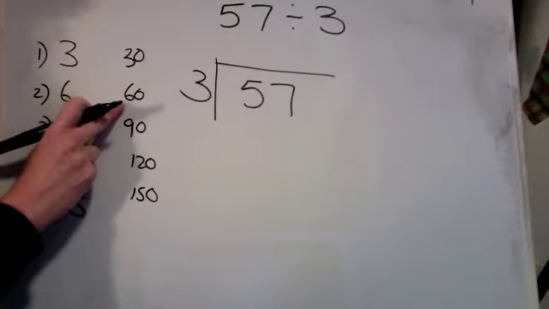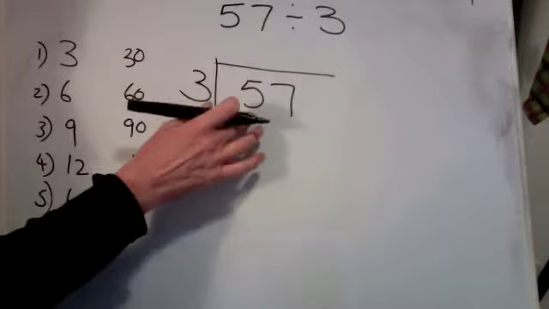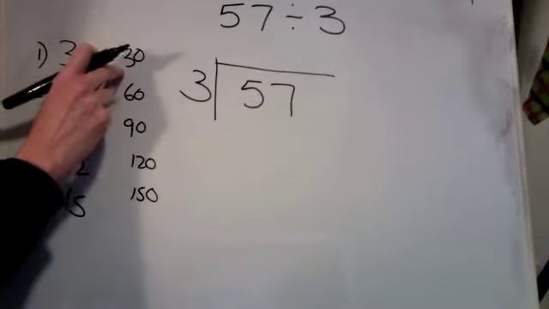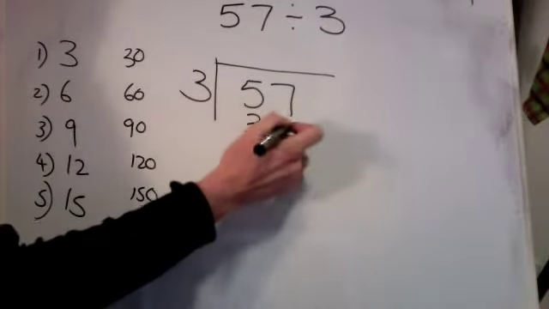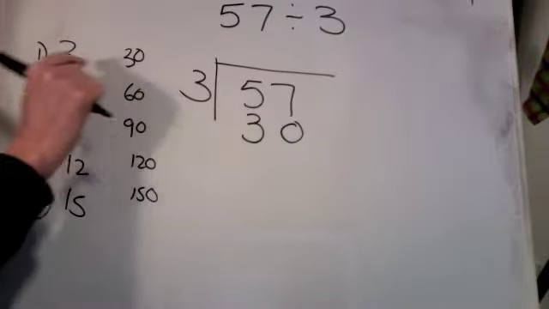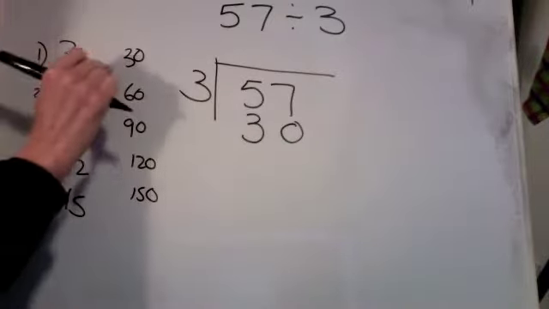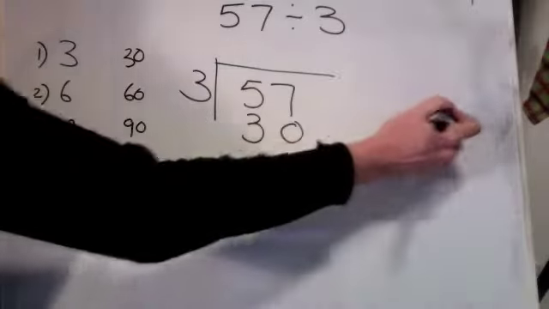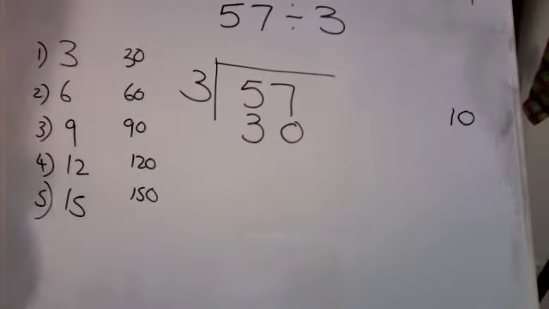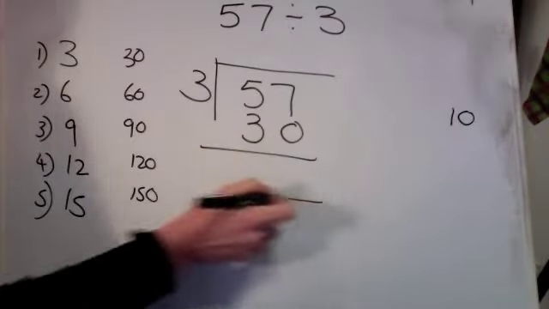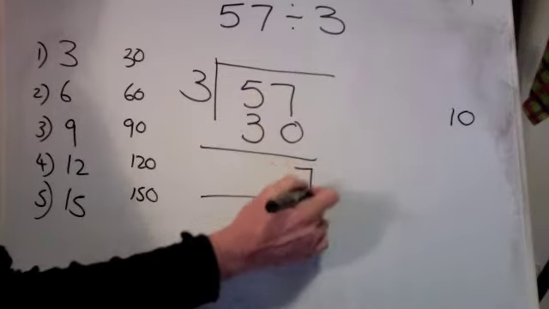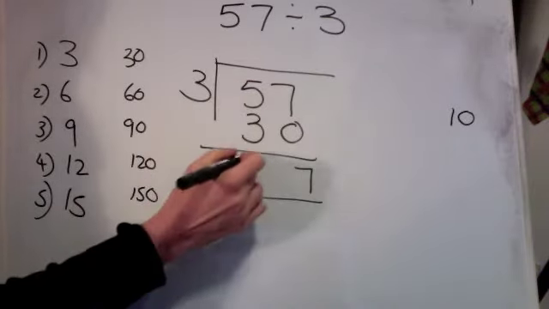60 is the closest number I have, but it's over 57, it's too big. So I'm going to go to 30. Now to make 30, we use 10 times 3. So I'll write my 10 over here. What's the remainder? 7 take away 0 is 7. 5 take away 3 is 2.